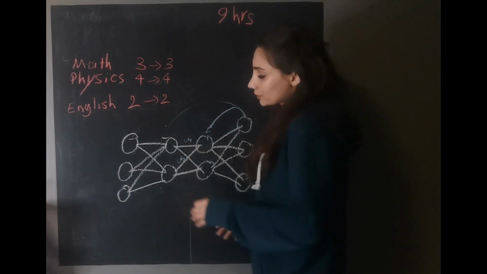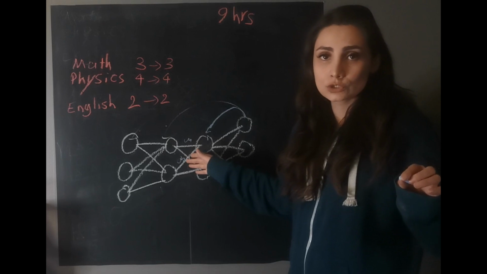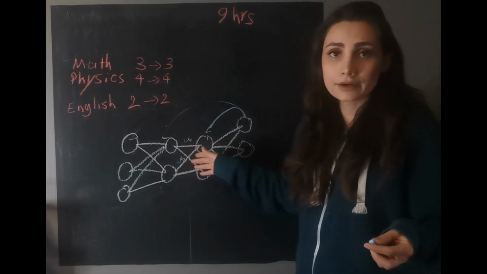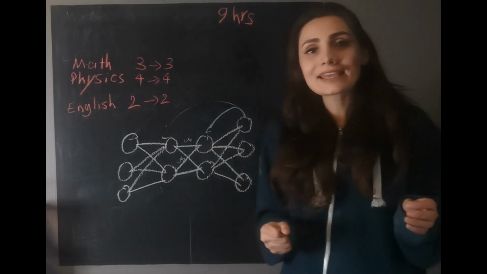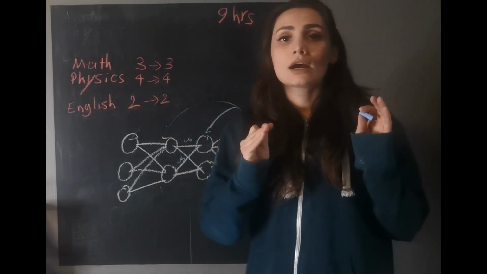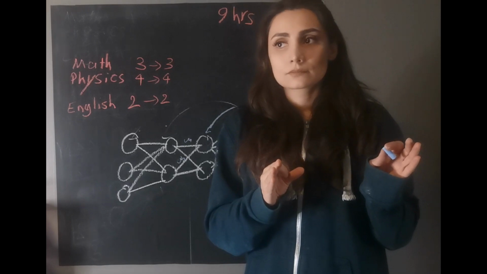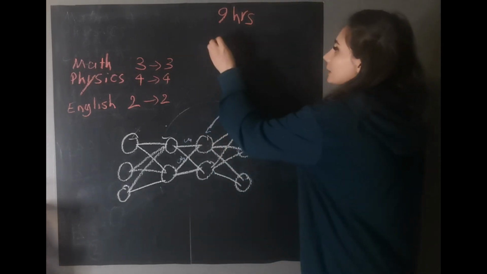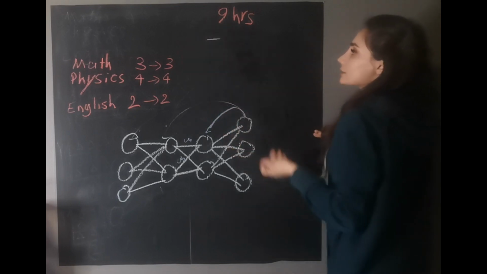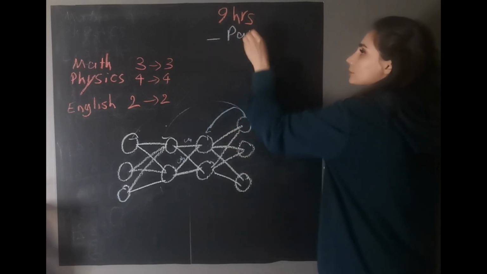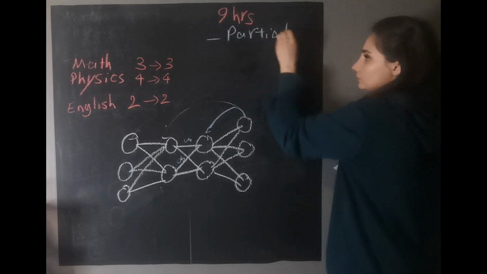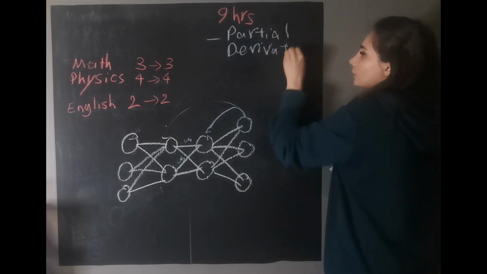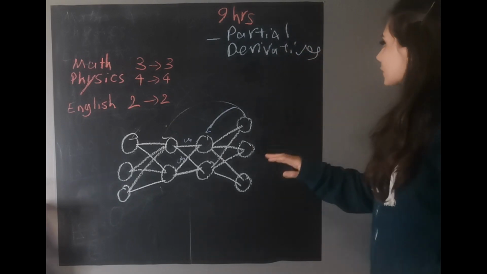So you have to figure out how much weight you have to give to each one of these neurons, the values that are coming from these neurons. And that is done through partial derivatives. So, okay, let me write down these important things here. So we're doing it through partial derivatives. Okay, I really hope that I spelled it right. If not, I'm sorry.